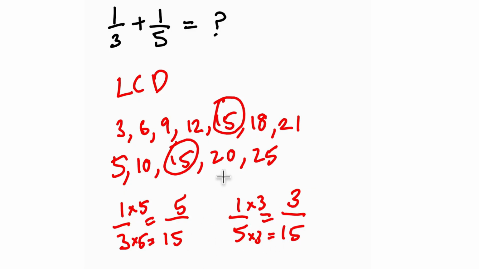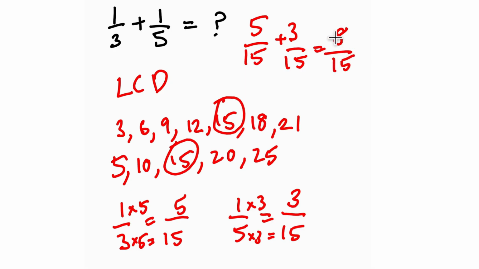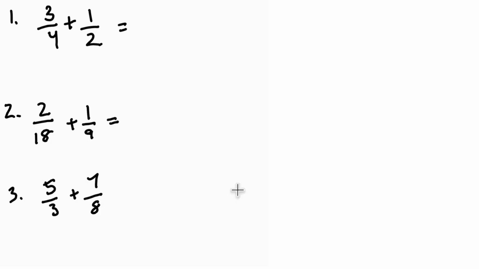Now that we have these two fractions, we just add them. So 5 over 15 plus 3 over 15 is equal to 5 plus 3 is 8, and keep the same denominator of 15. So our answer is 8 over 15. Let's take a look at a few practice problems. Pause the video if you want to try them by yourself.